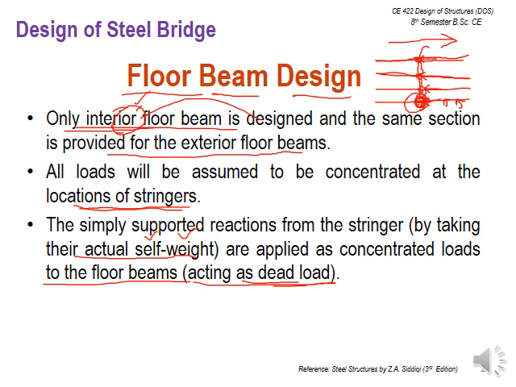Of course, you have to consider the self weight of the floor beam also in the dead load part. So your DW will be separate, as you have done for the stringer, and DC will be different.